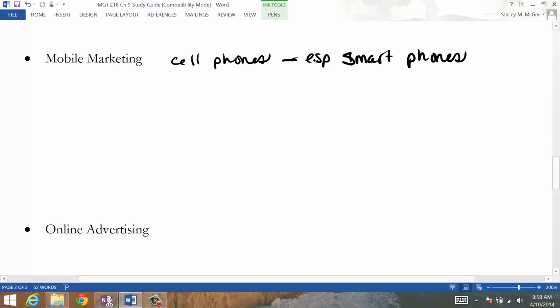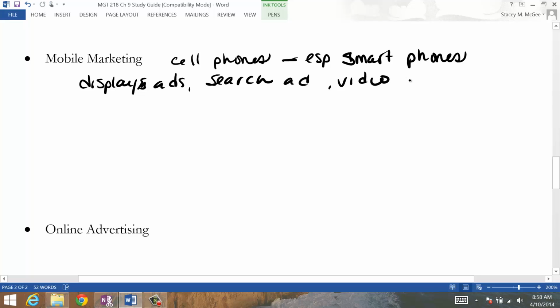So types of things that you see in mobile marketing: display ads, search ads, like that show up on a search engine, and video ads. And these are all things that would be any kind of online marketing, like on a regular website. So whether you're on your smartphone or on a computer, these would be kind of the same. Some things that are unique to cell phones would be text messages.